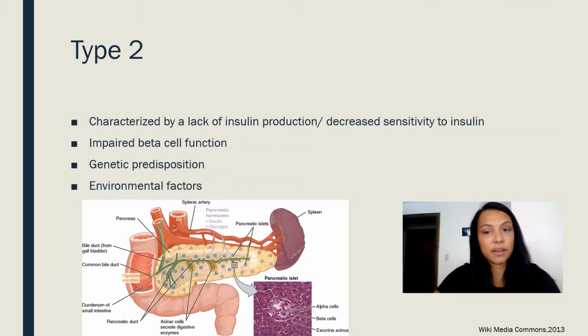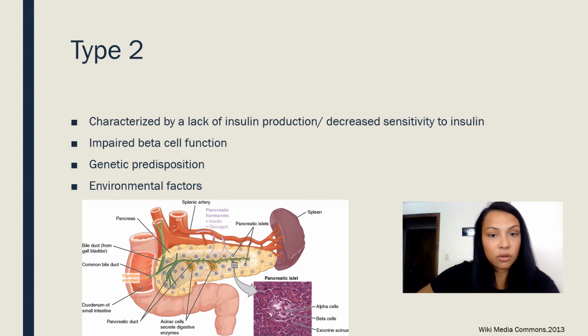Type 2 diabetes is characterized by a lack of insulin production and decreased sensitivity to insulin. It's also a result of impaired beta cell function, and the beta cells are cells within the pancreas that actually create insulin. It's caused by a genetic predisposition, so it's hereditary and does run in the family, and also environmental factors like lifestyle, diet, exercise, whether you smoke, drink alcohol, and definitely different cultures are affected differently. So type 2 diabetes is much more prevalent in Hispanic, African American, and Indian cultures.